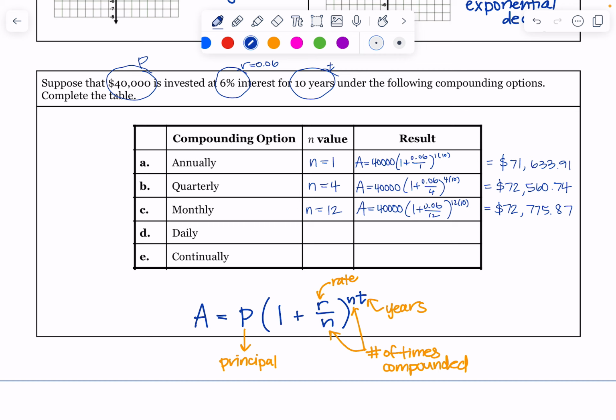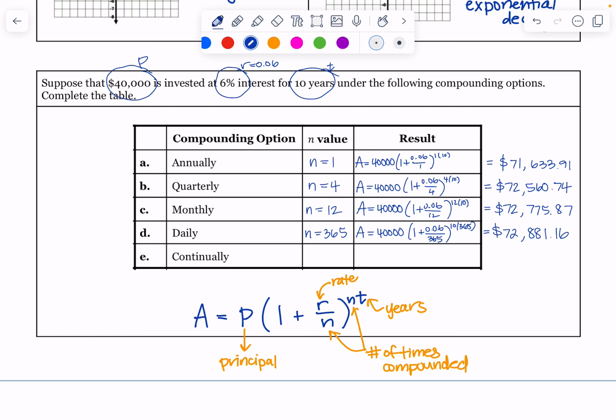If we're compounding daily, that's going to be n is equal to 365. So our A is going to be 40,000 times (1 plus 0.06 divided by 365) to the 10 times 365. So that's compounding quite a bit. And when I plug that in, I'm going to get $72,881.16.